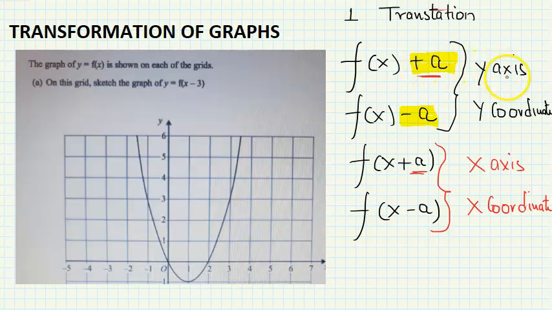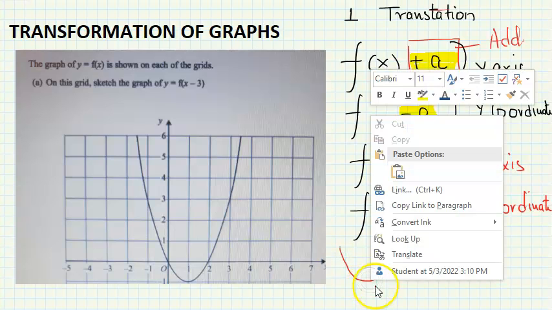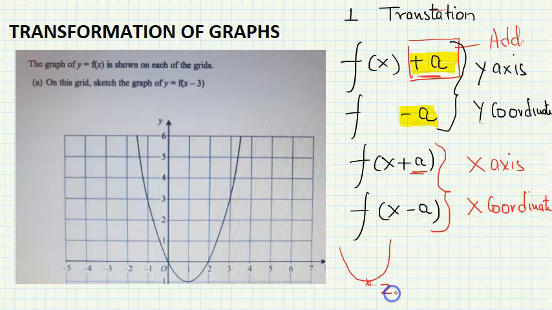When we talk about affecting the y-axis, this is plus a. So we have to add this number to the y coordinate. For example, this vertex is say 2 and 3. And we have to find f.